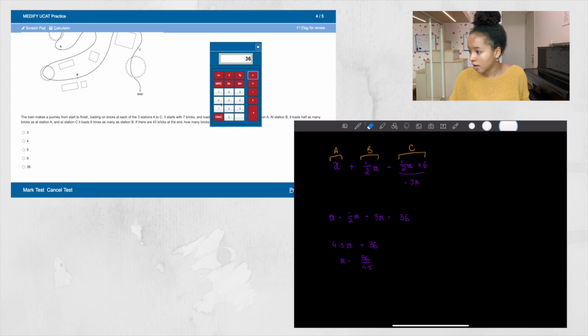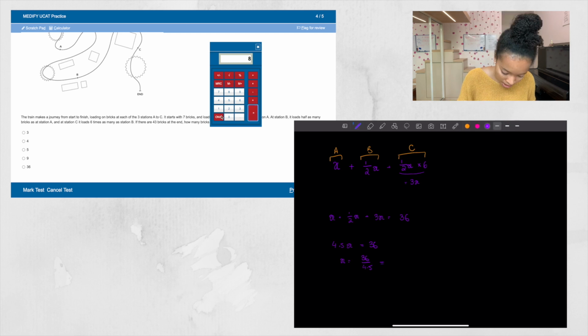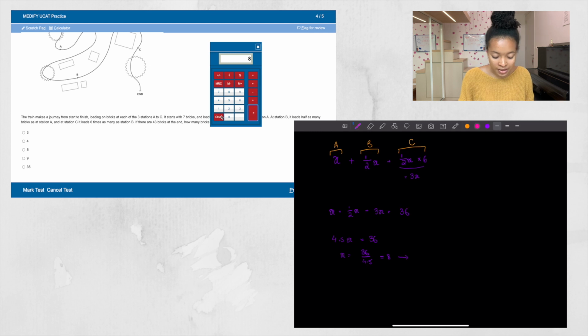36 divided by 4.5 equals 8. So x is equal to 8, and x here is the number of bricks that were loaded at station A. But station B here is half an x. So at station B, we have to do half of x, which is equal to half of 8, which is equal to 4. And so the answer option is B.